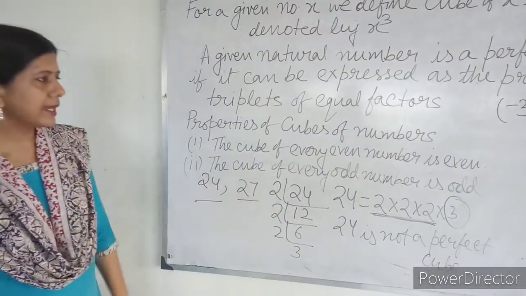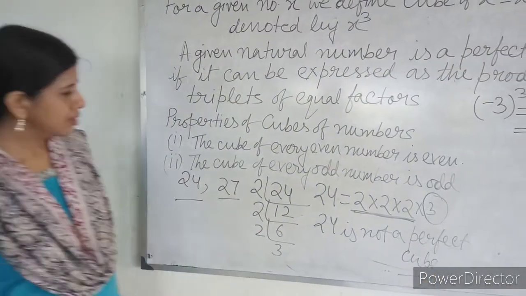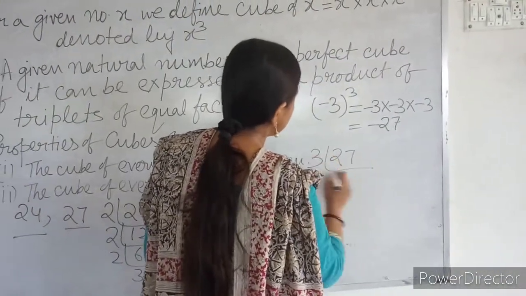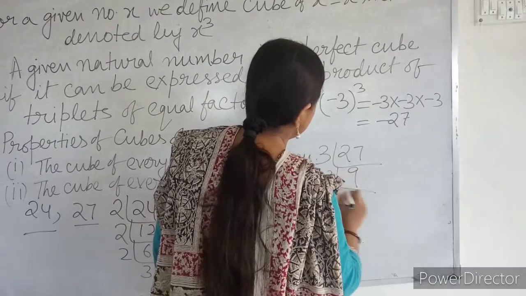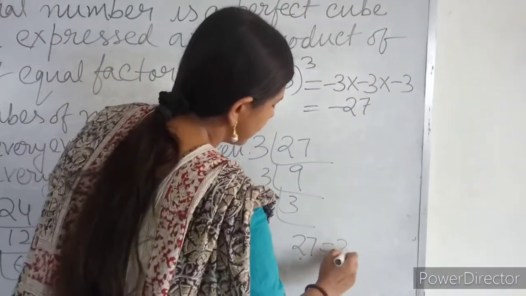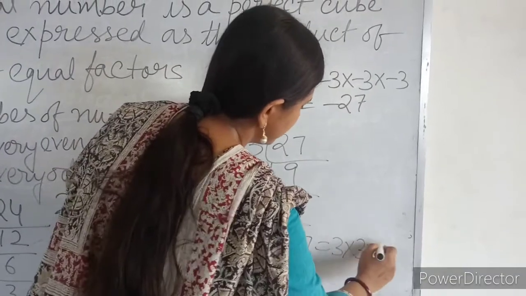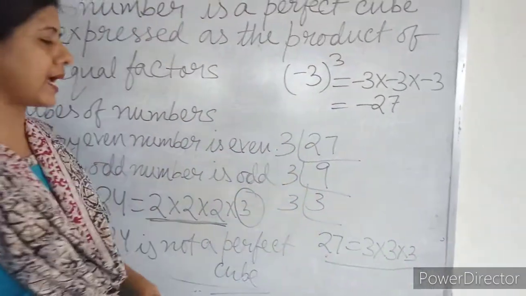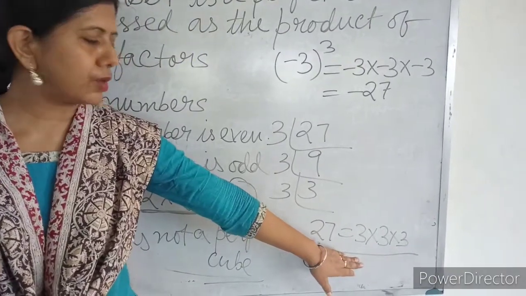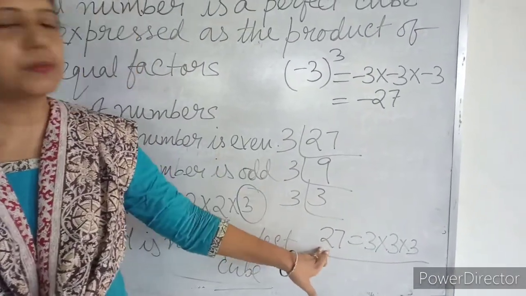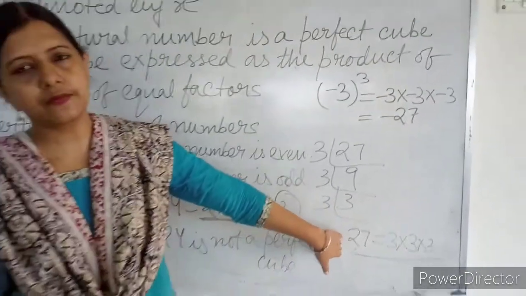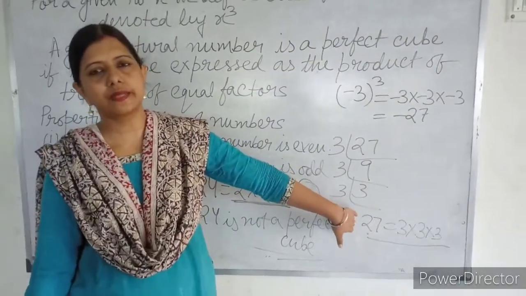Now another number I have taken, 27. So 27 can be written as 3 into 3 into 3. Here I can find that all the numbers, which are 3, are forming the triplet. So this is a perfect cube. In this way we can say whether a number is a perfect cube or not.